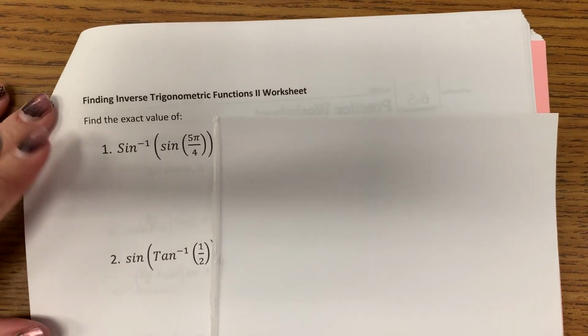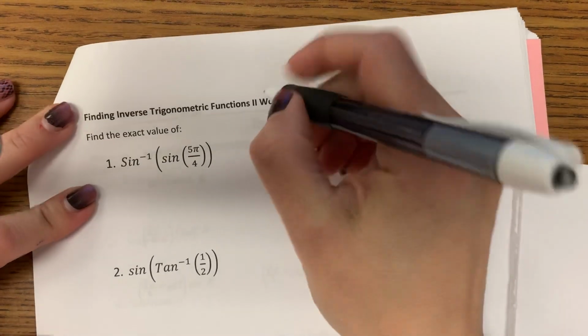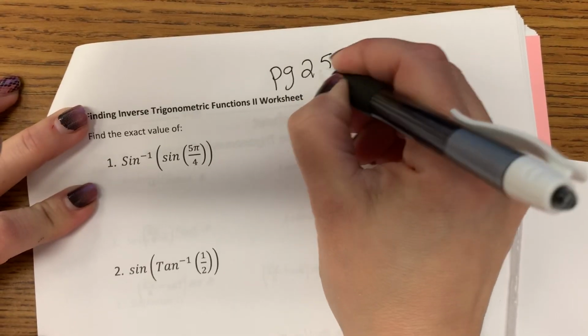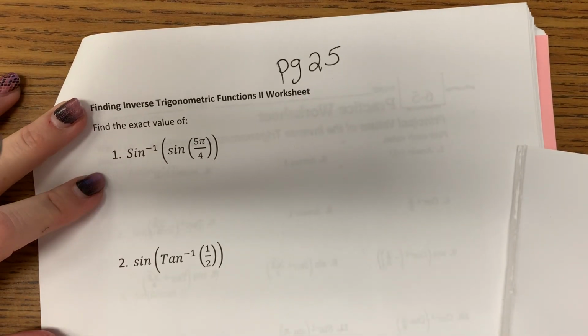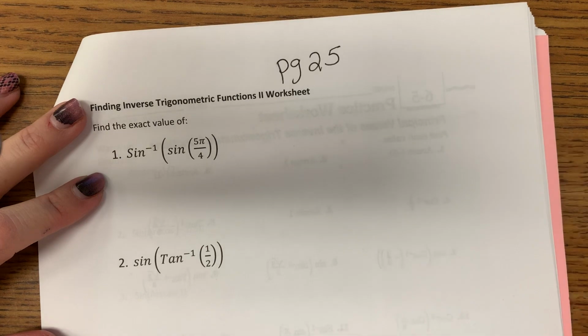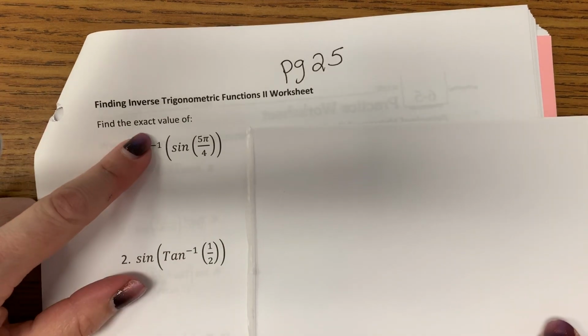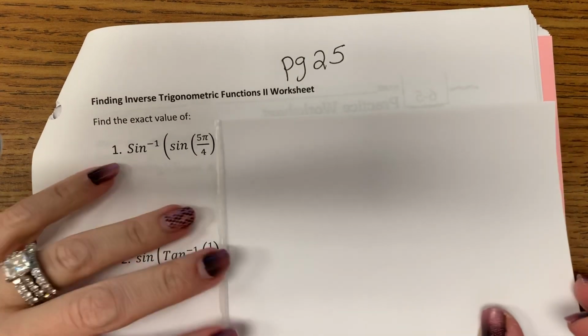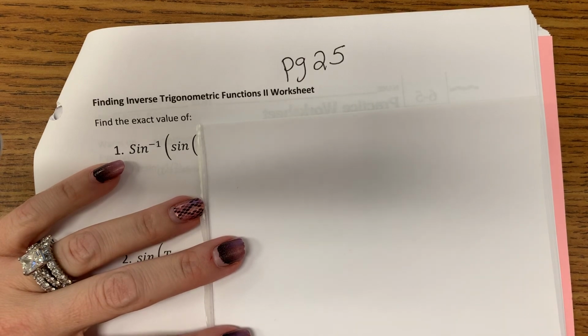So page 25 and 26 in your packet, this is page 25, are the quiz review pages. So I'm going to do them on video now. For some of these exact value problems, I need my strategies on how I get them.